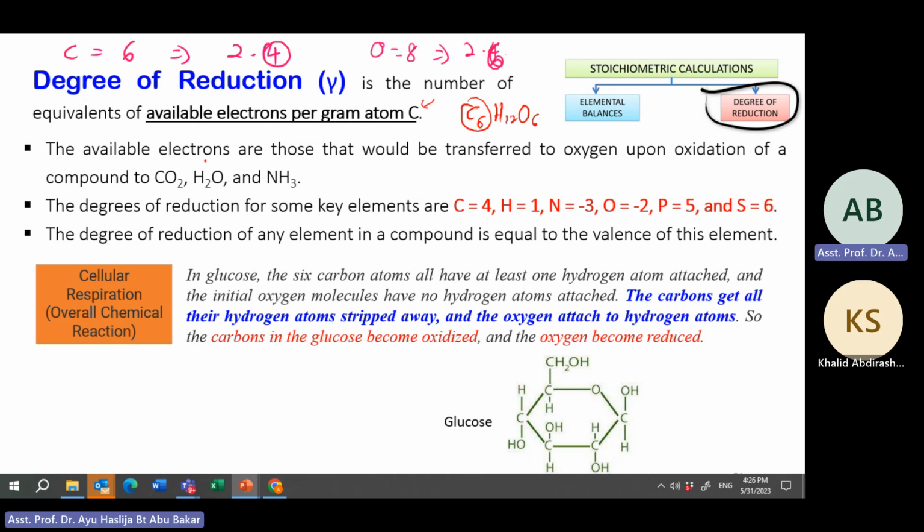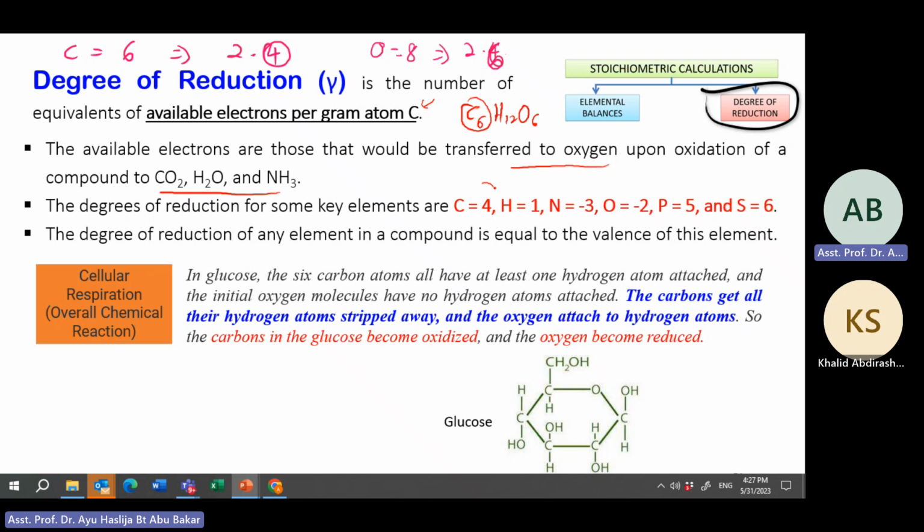Okay, it is the available electrons, those that would be transferred to oxygen upon oxidation of the compound. Okay, this one is involved in the stage of the ETC, in the glycolysis process. Degree of reduction for some key elements are this figure.